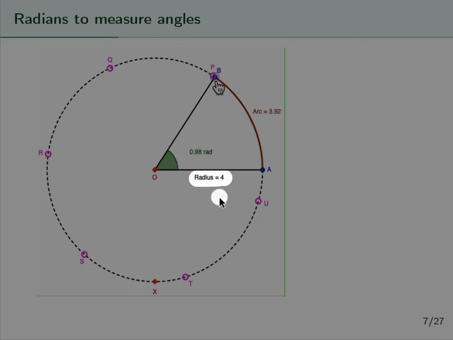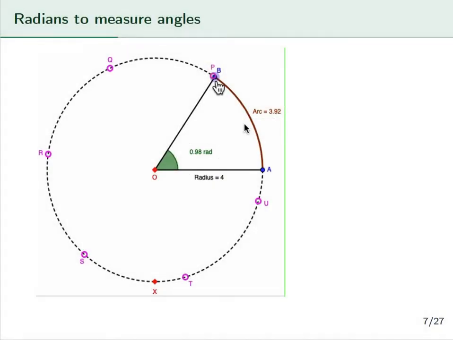Okay. And here at this point, again, the angle can be a varying quantity. It's not always a fixed quantity, it's a varying quantity. So as I increase the angle, you can see the arc length is increasing. So at this moment arc length is 3.92. Then we have 0.98 radian. That means that I need 0.98 of a radius length, 1 radius length, to cover this arc length.